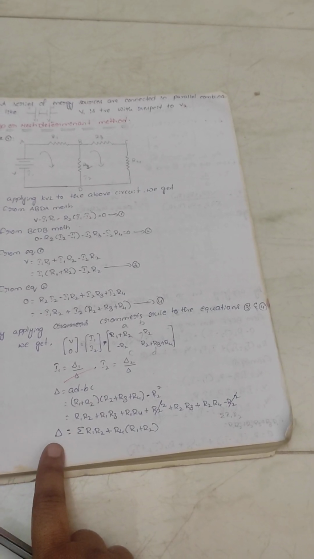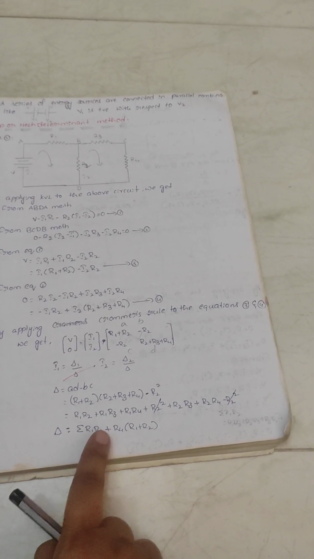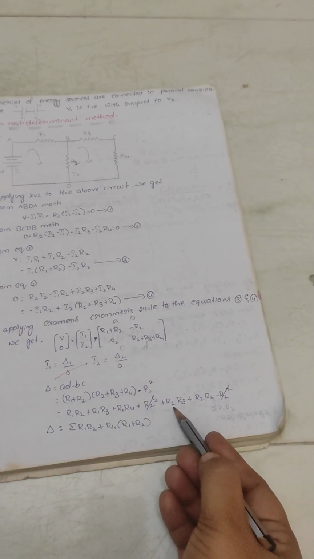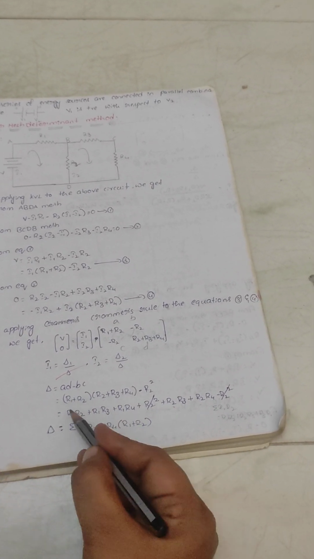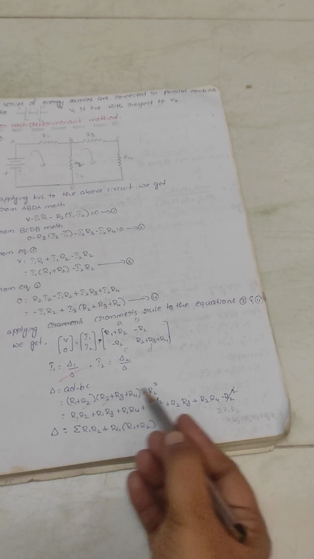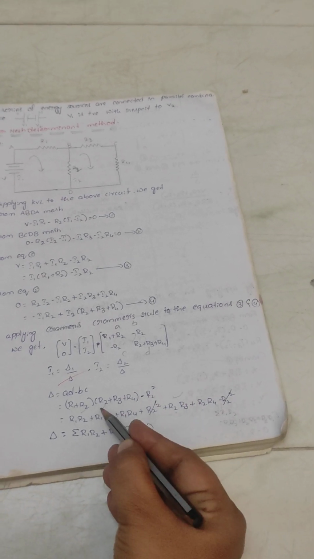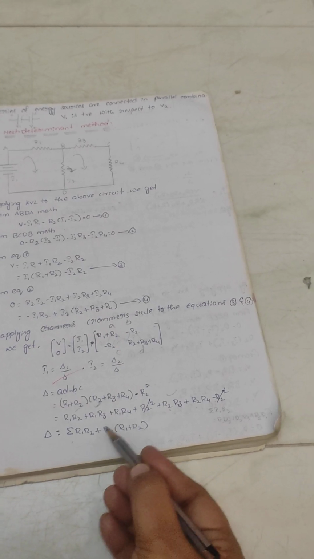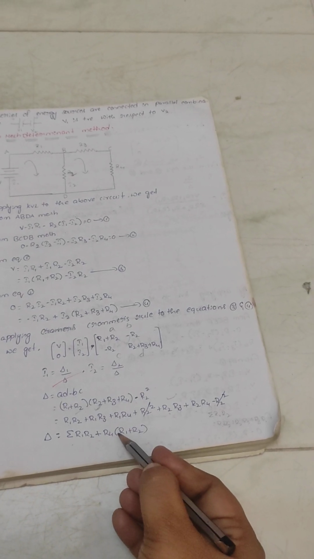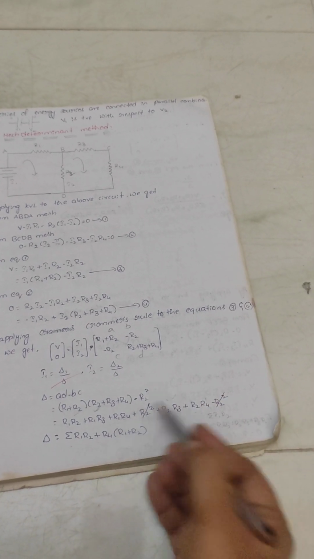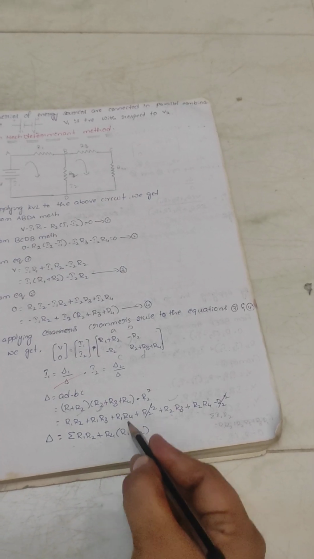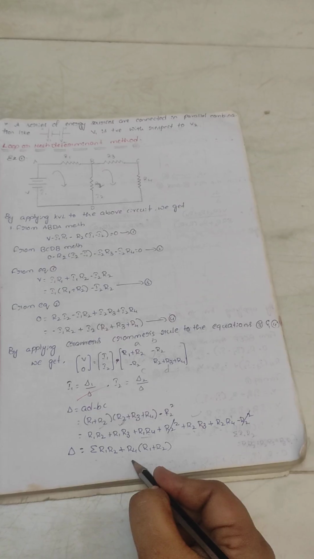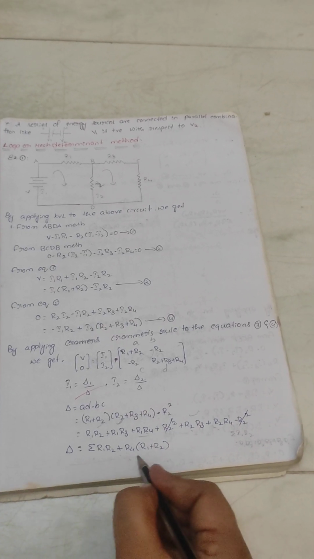So delta is equal to R1 R2 plus R2 R3 plus R3 R1, which we can write as the sum of R1 R2, plus R4 taken as common, with R1 plus R2 remaining. That is, delta is sigma R1 R2 plus R4 (R1 plus R2). This is the delta value.